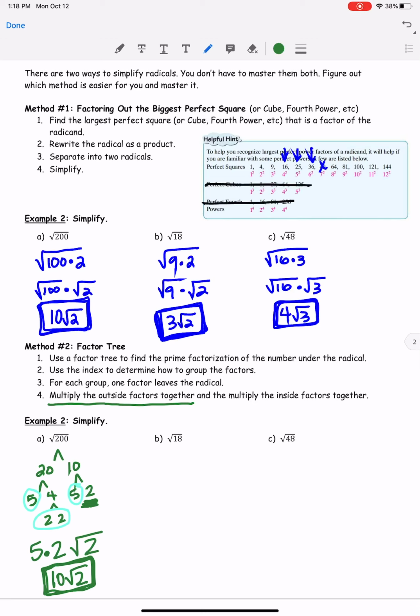Okay, let's try again. 18. We've already done 9 and 2, so let's do 6 and 3. 6 can be broken up to 2 and 3, and 3 can't be broken anymore. So find your groups of numbers. Sorry, we have a pair of 3's, right? Pair of 3's. So the 3 comes out, and whatever does not have a group stays inside.